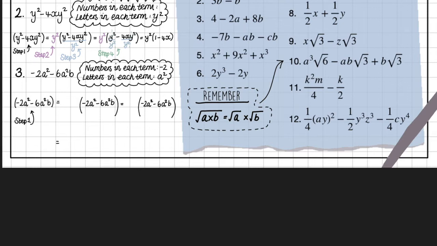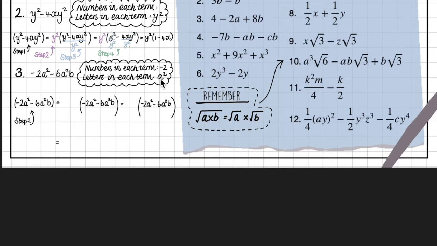Step 2, find the numbers and or letters that occur in each term. We have a minus 2 occurring in this term and we have a minus 6 occurring in this term. Minus 6 is equal to minus 2 times by 3. So we do actually have a minus 2 in this term. Therefore, numbers in each term, minus 2. Letters in each term, we have a squared in this term and we have a squared in this term. Therefore, we're looking at minus 2 and a squared.